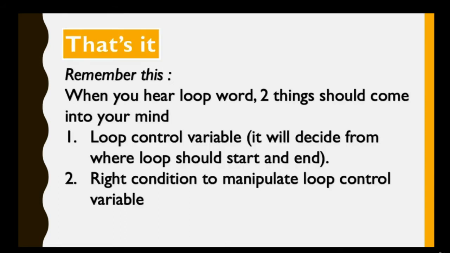That's it. Before implementing the practical example of the while loop, there are some important points to know. When you hear the word loop, two things should come into your mind. Number one is the loop control variable, and it will decide where the loop should start and where the loop should end. And number two is the right condition to manipulate the loop control variable. If you put a wrong condition, then your loop will never stop and will run infinitely. So these are the two points important to remember when you hear the word loop.